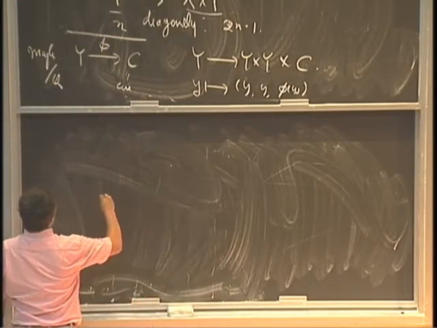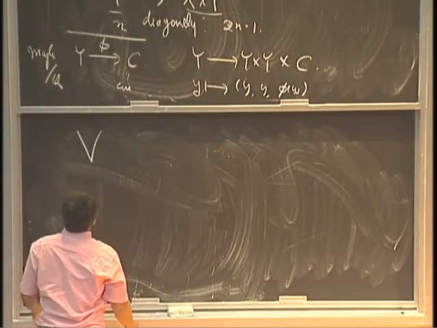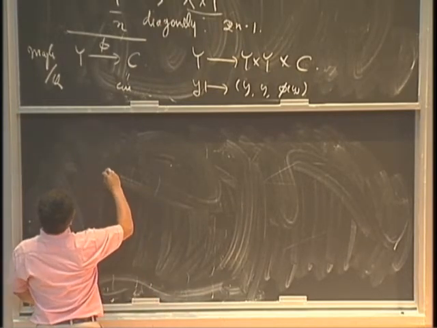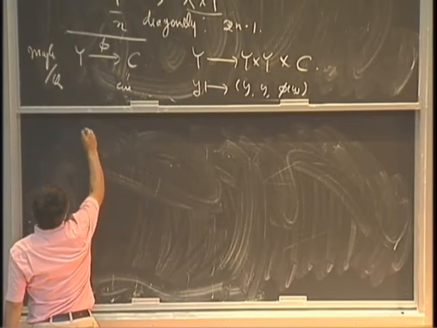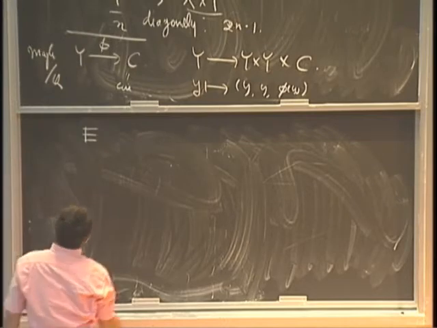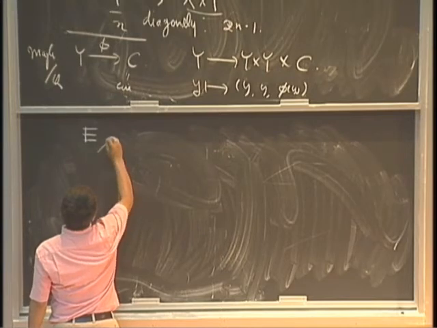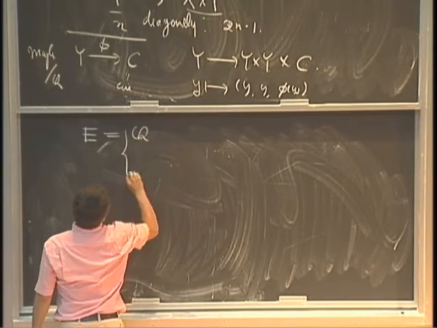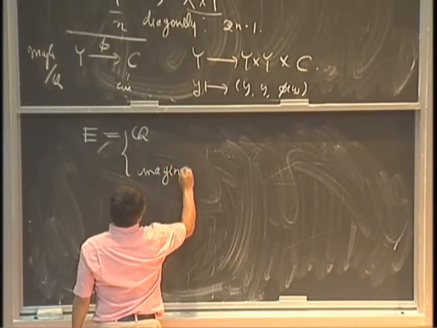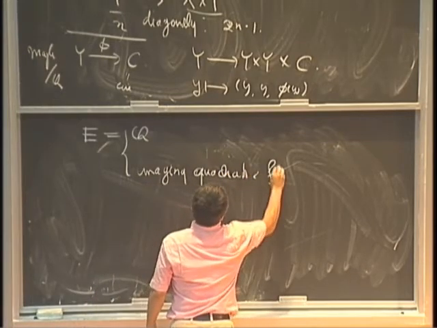Now I talk about a vector space V. Let me write and see what I'm going to do. I fix a field, let me write E. We're not going to use E as the elliptic curve. Suppose E is either equal to Q or an imaginary quadratic extension field.